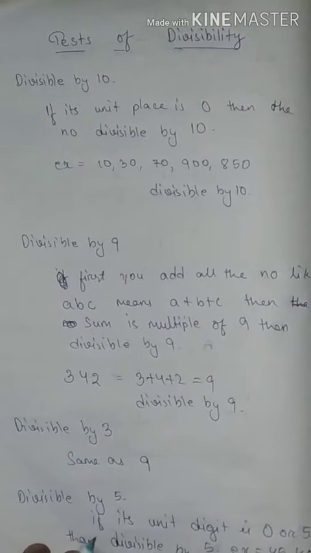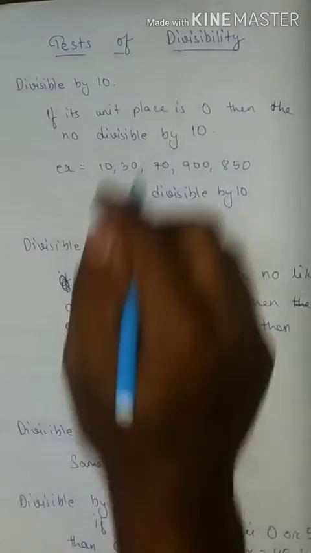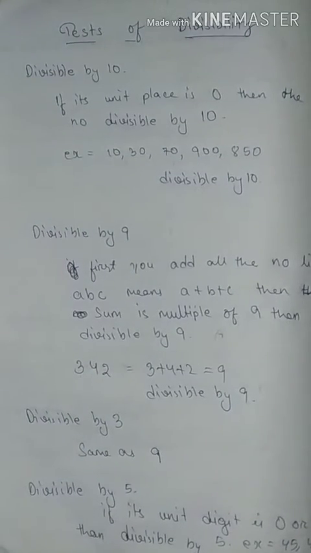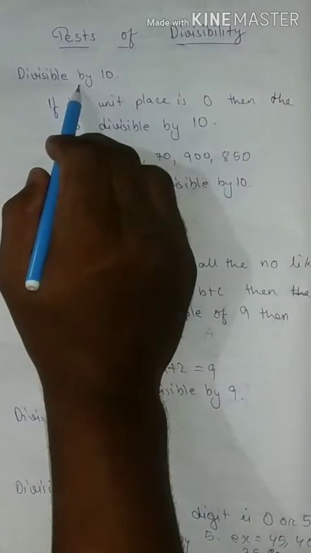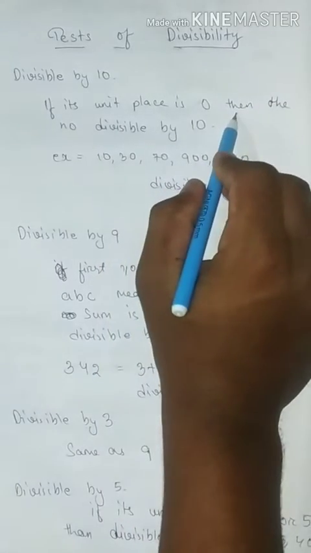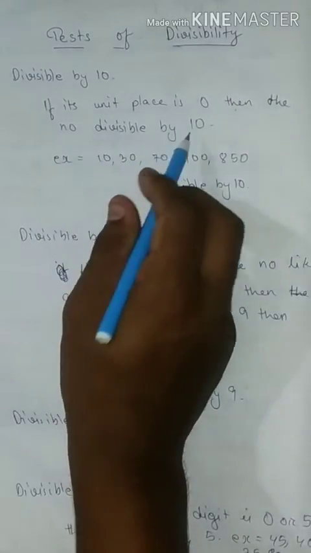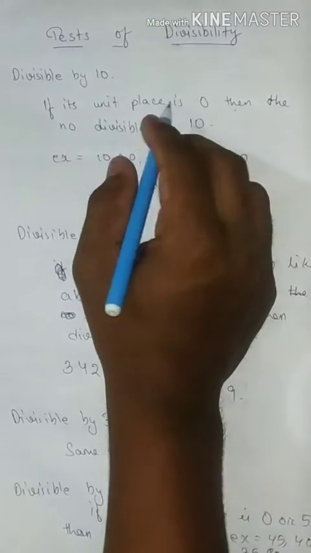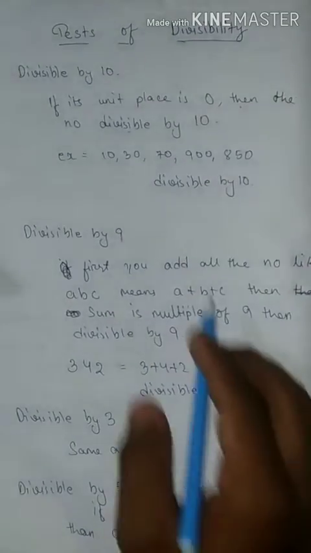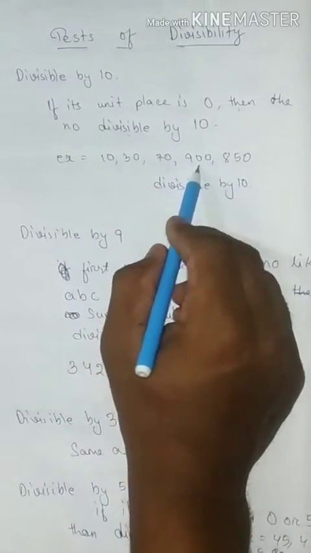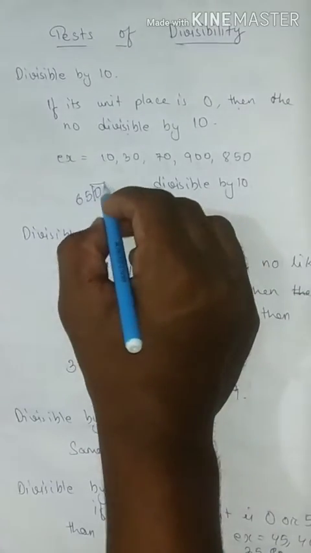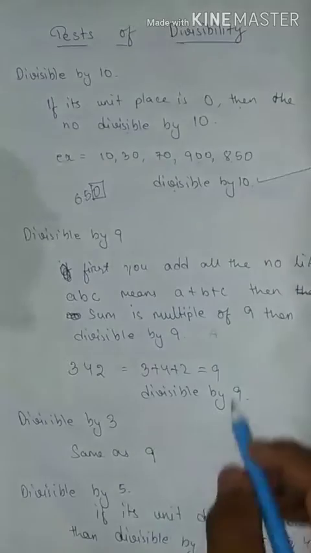Now I will tell you about some tests of divisibility. What are tests of divisibility? See, divisible by 10: if its unit place is 0, then the number is divisible by 10. For example 10, 30, 70, 900, 850, or 650. The unit place should always be 0, then it is divisible by 10.